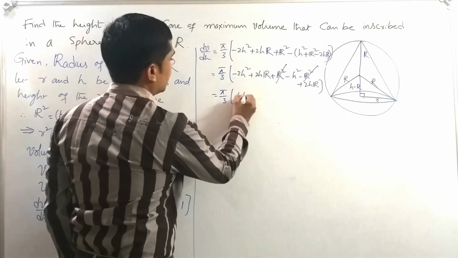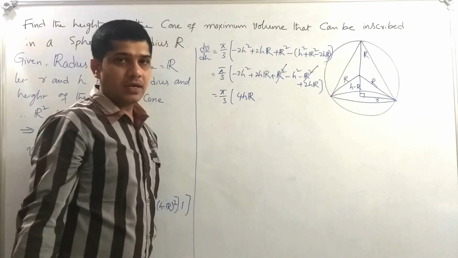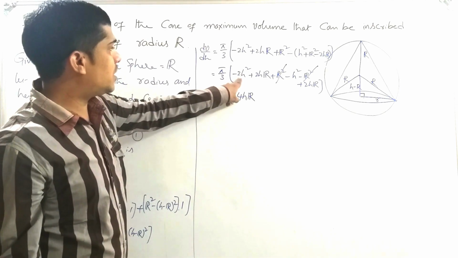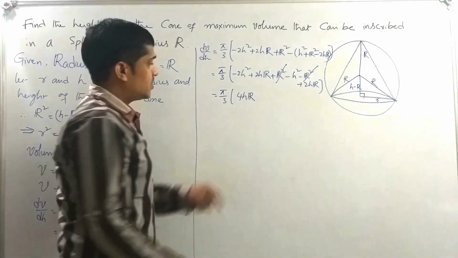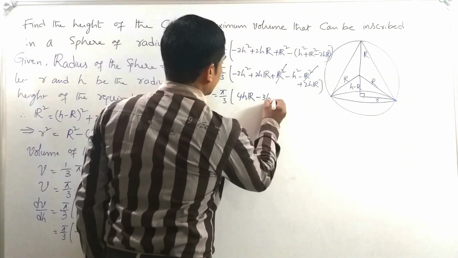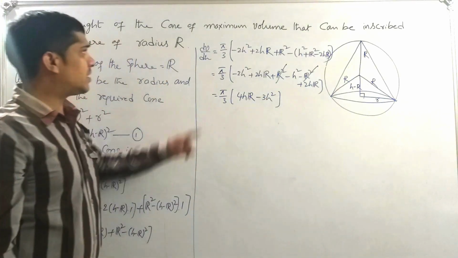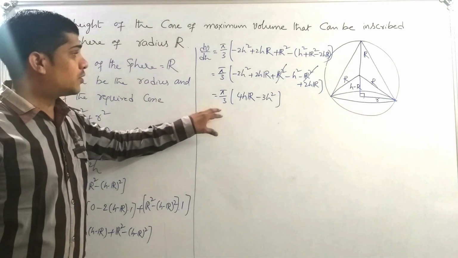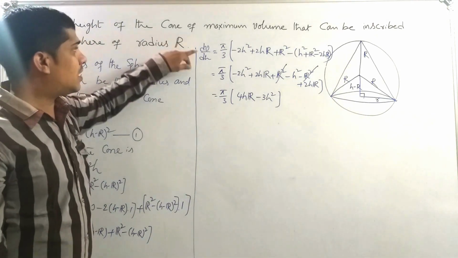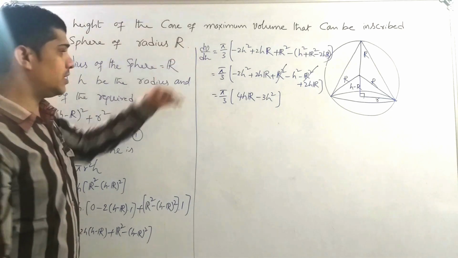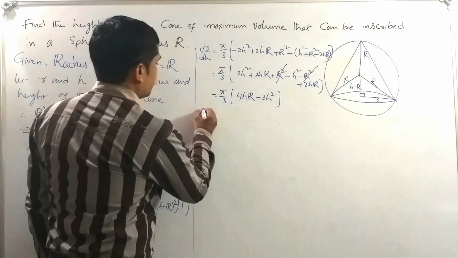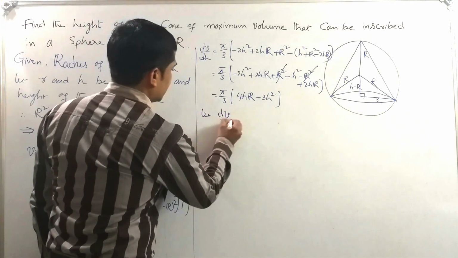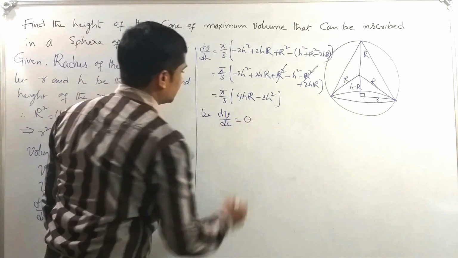It is 4hr and it is minus 2h square and minus h square. So total it is minus 3h square. So that is the value of dv by dh. But you know that to find maximum or minimum value, dv by dh must be equal to 0. So let dv by dh I am taking equal to 0.